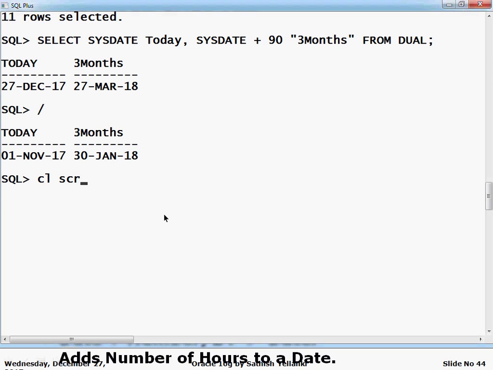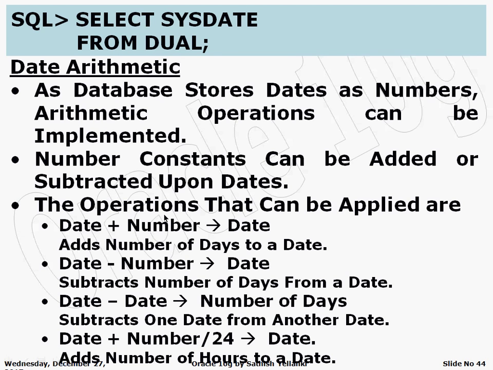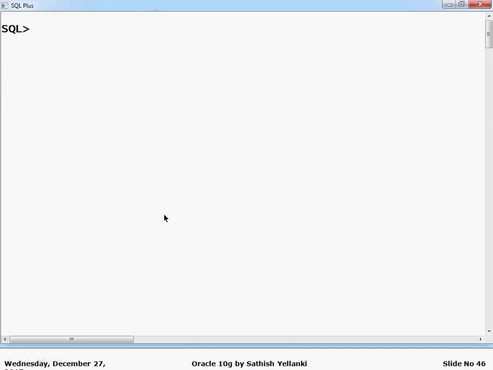So when you are unable to manage accuracy in arithmetical transactions on dates, then functions come into the picture. That's why date functions are very, very important. Be very clear about that. We have one function called the ADD_MONTHS function. Now what does this particular function do? This function adds n number of months to your date, giving you the future date.